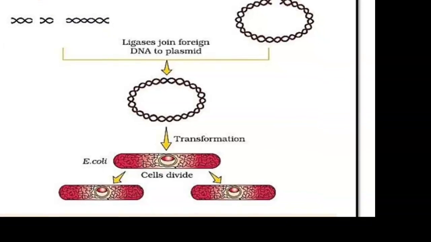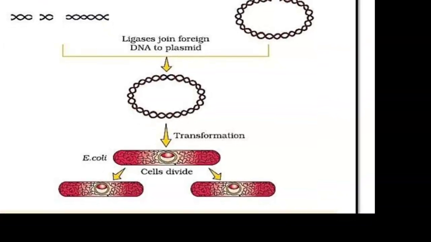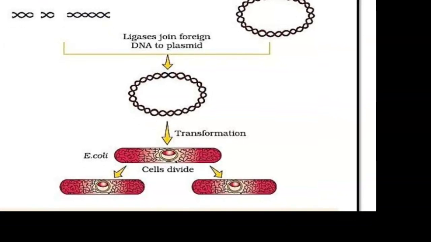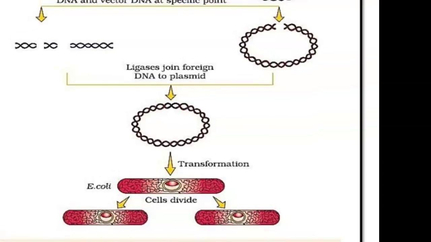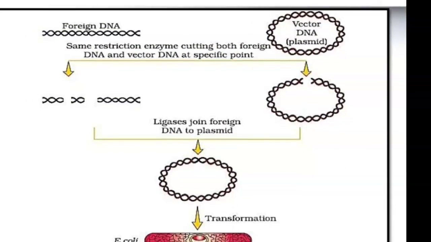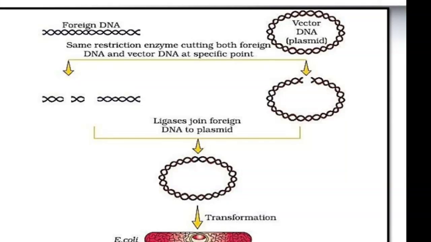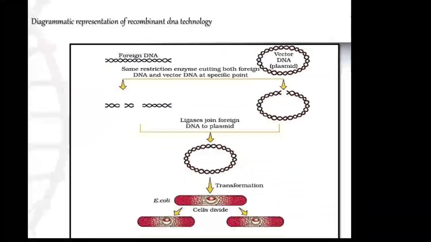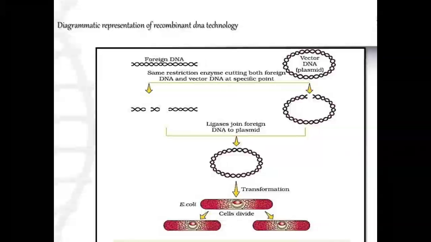Now this plasmid has to be introduced into a bacterial cell by the process of transformation, in E. coli bacteria. When E. coli bacteria divide, they make so many copies of this foreign DNA which is ligated on this plasmid DNA. So this is the diagrammatic representation of recombinant DNA technology.